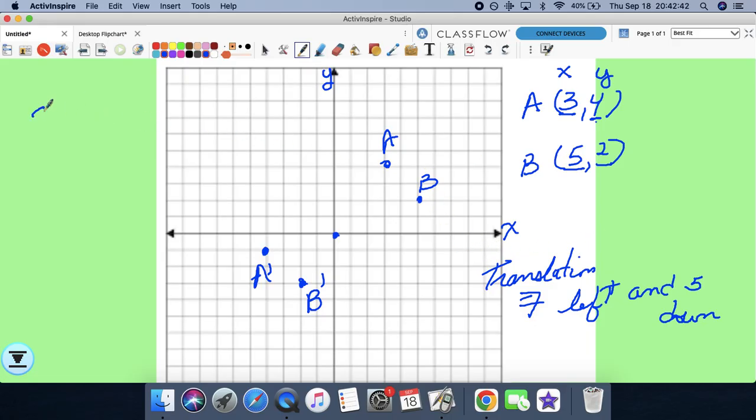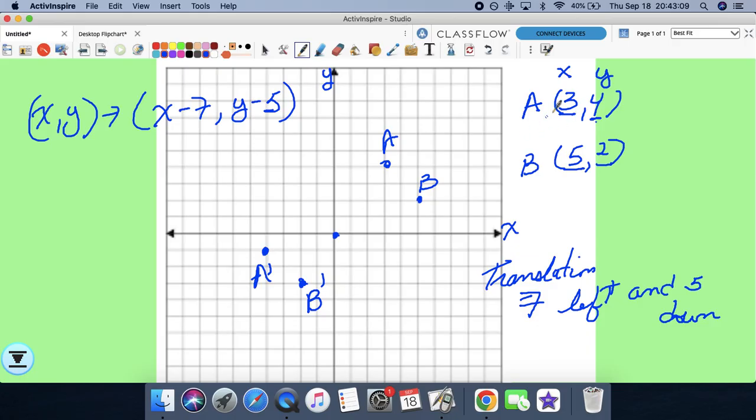So the rule for this, and this is how I would write it. Here was your original point, x and y. What happened to it? To the x value, we went left, so we subtracted 7. To the y value, we went down. Think about where y is, and y is coming down. So y, from wherever it was, went down 5 units.